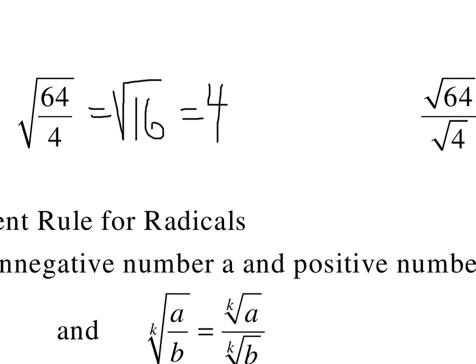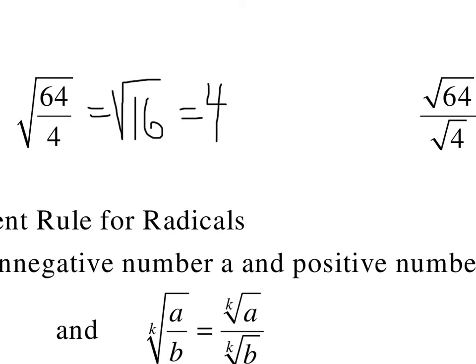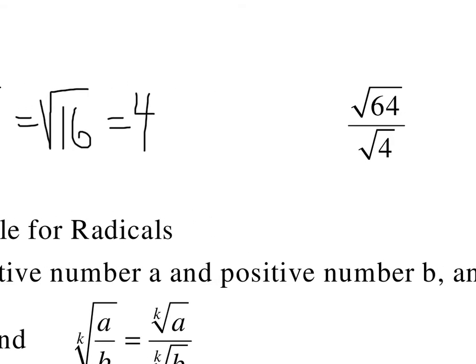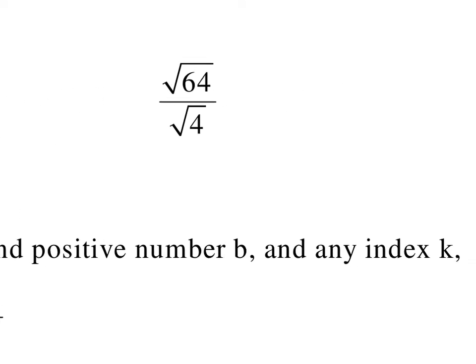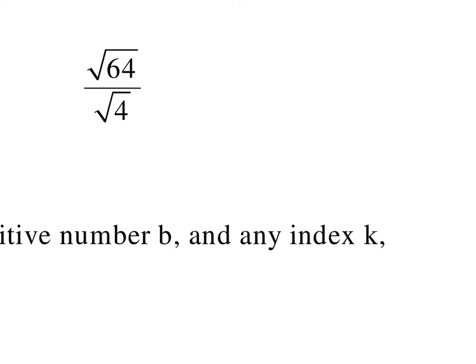The first problem, we took the square root of 64 divided by 4. We divided first and then took the square root. What happens if we take the square root and then divide? What's the square root of 64? 8. And what's the square root of 4? 2. And what is 8 divided by 2?